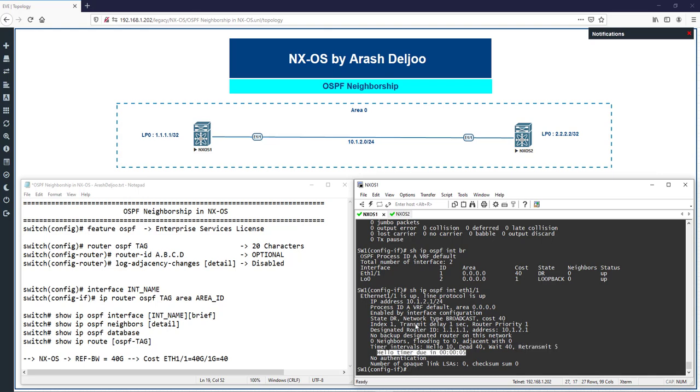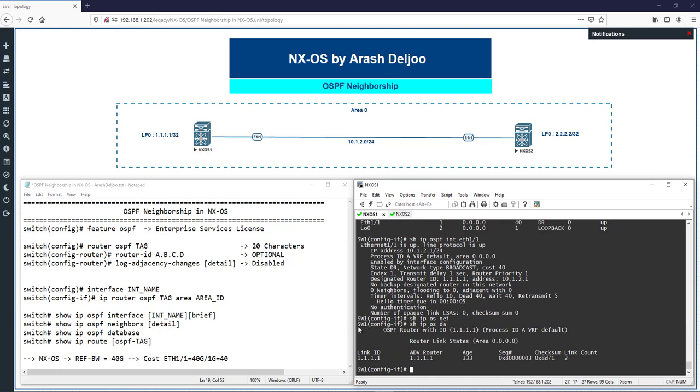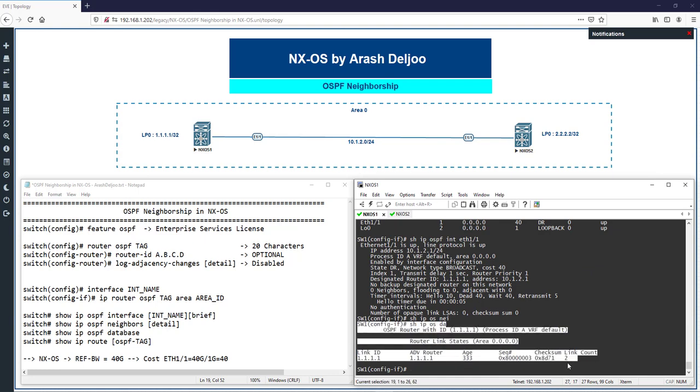And the next hello should be sent 5 seconds later. We didn't enable authentication, no authentication. Number of opaque link LSA 0, checksum 0. Very good. This is the initial verification. Show IP OSPF neighbors. And also we can see show IP OSPF neighbor, and we don't have any neighbor. Show IP OSPF database. This is the database of switch 1 until now, and you know that the content of the database is the same as the content of the database in the iOS.